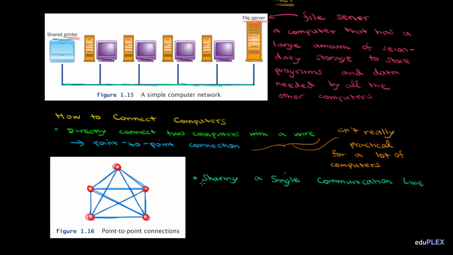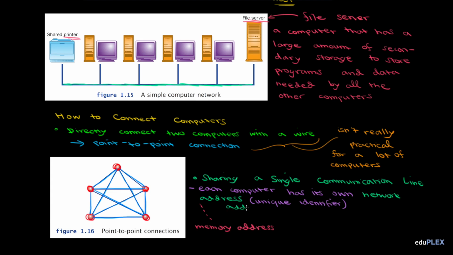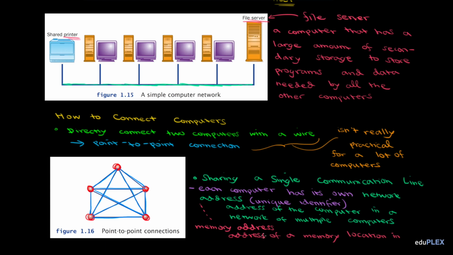In this sort of system, each computer has its own network address, which is basically its unique identifier. This is analogous to memory addresses, except it's the address of a computer in a network of multiple computers rather than the address of a memory location in main memory of a single computer. But it's the same idea. If the guy at this computer wants to send a message to his coworker, maybe has an email typed up or something, well, he can just specify the network address of the other guy's computer, and then the message can be sent. It'll follow the network address and know where to go.